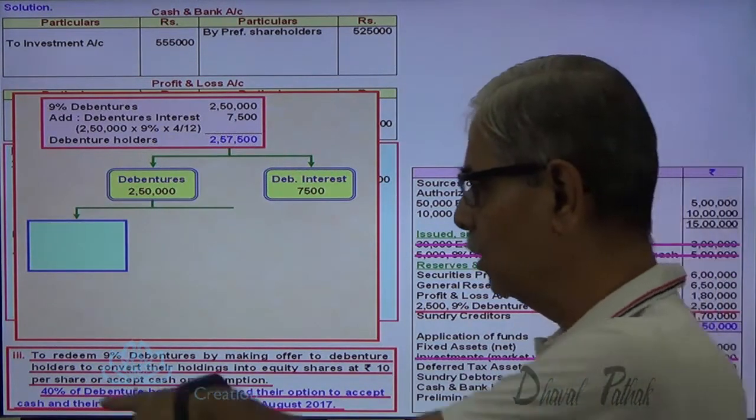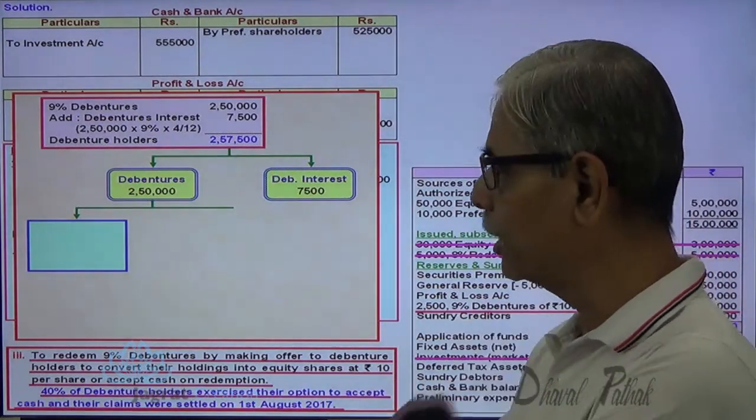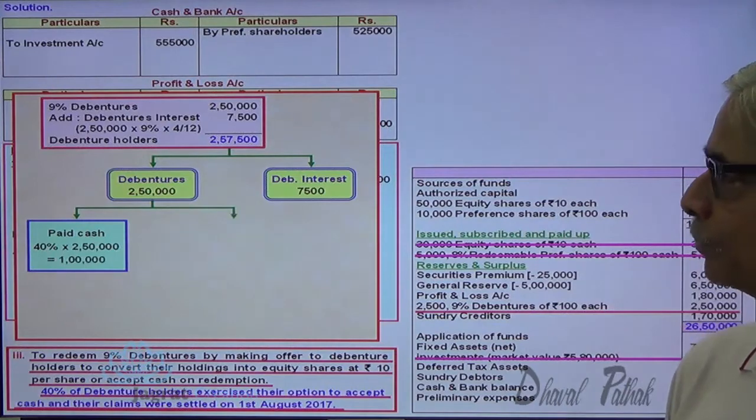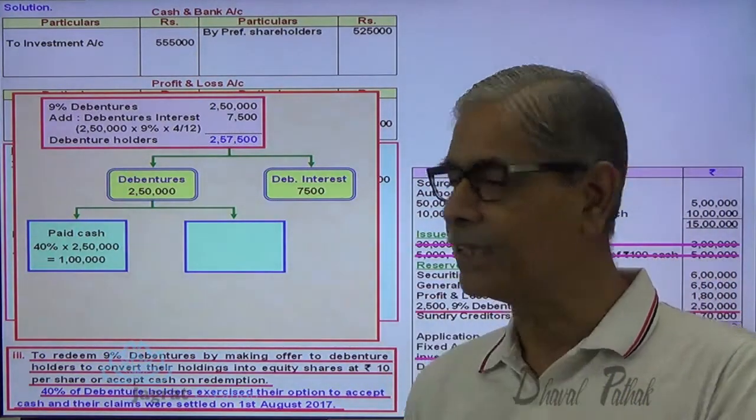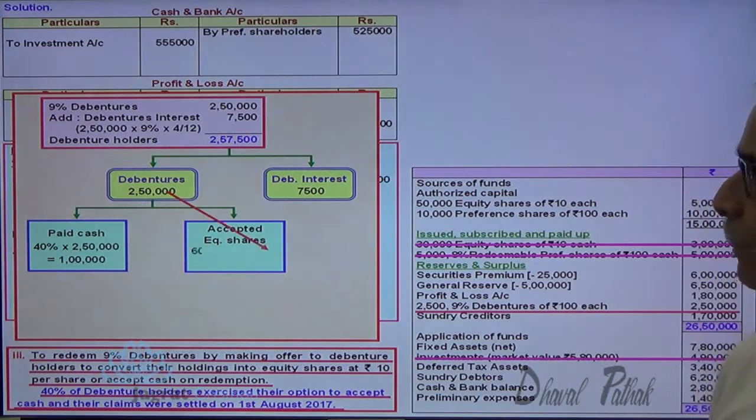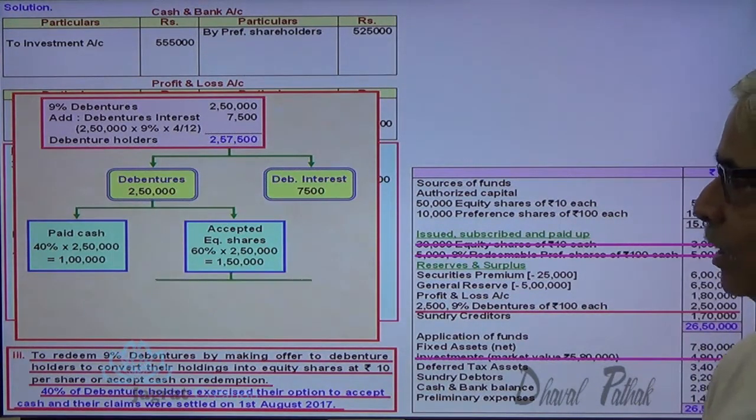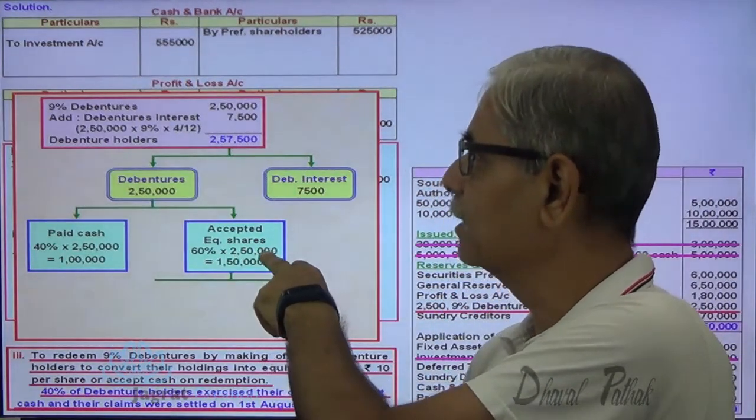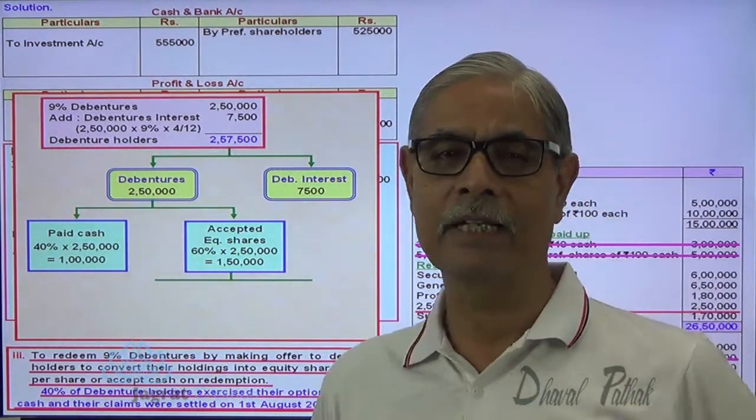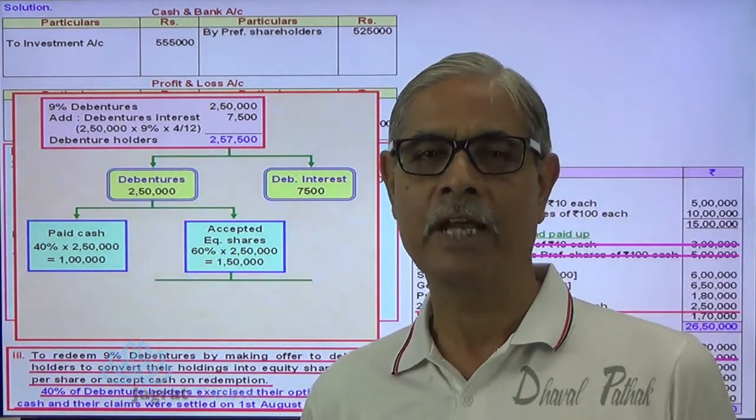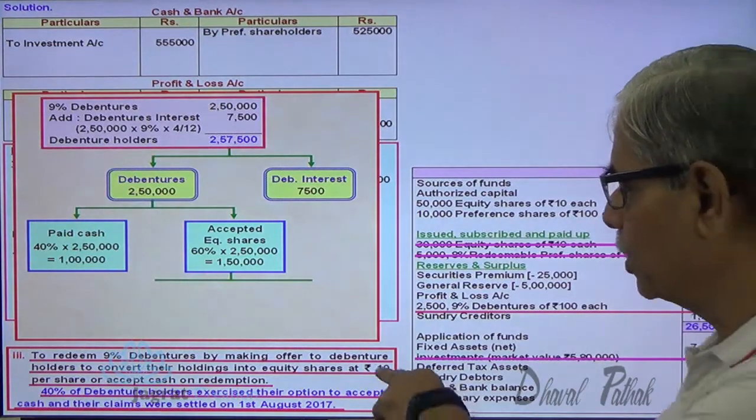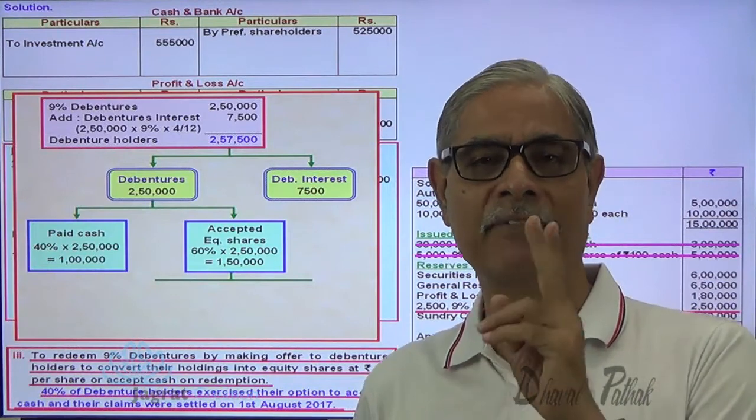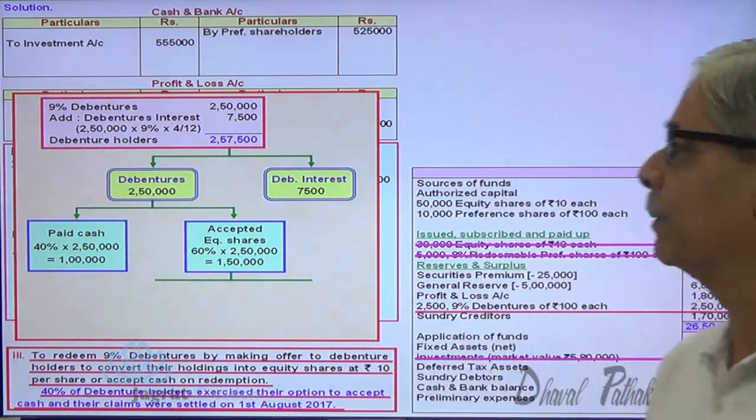Now, 40% debenture holders exercise the option to accept cash. So 40% of the debentures are paid cash. And the remaining 60% accepted the equity shares. Now when they accepted equity shares, 60% of 2,50,000, 1,50,000 is to be paid by giving shares. At what price? At a price of rupees 10 each. So share is to be given at a price of 10 each. Its face value after split is 2. So 8 rupees is the premium. That's an important point.